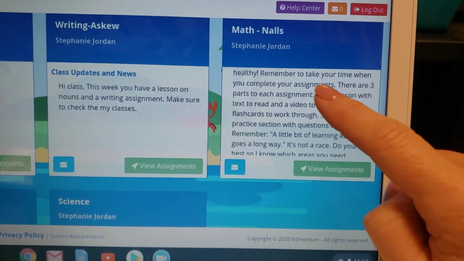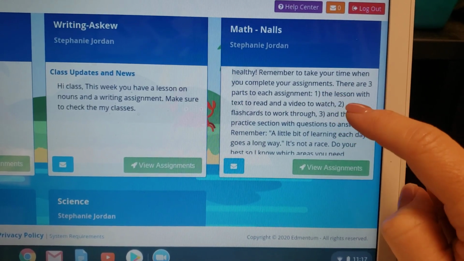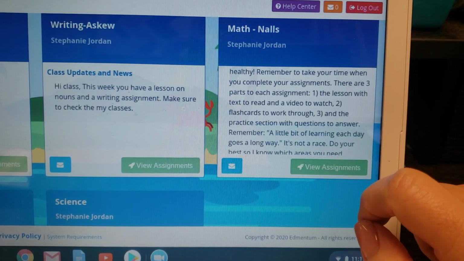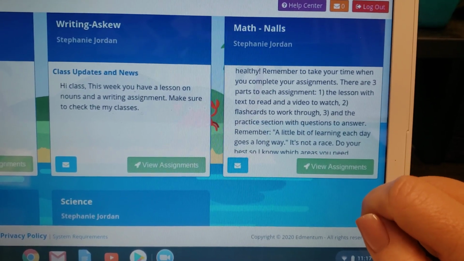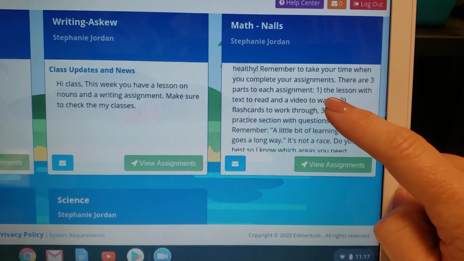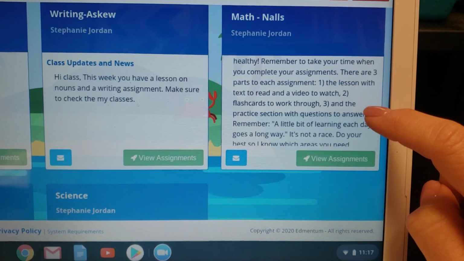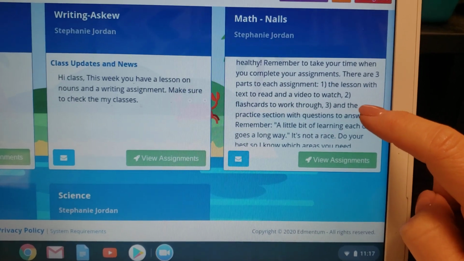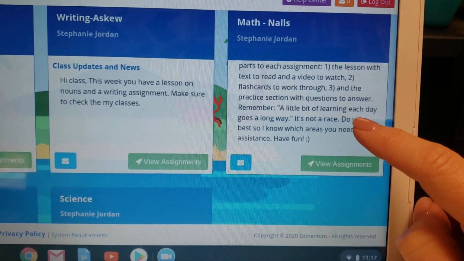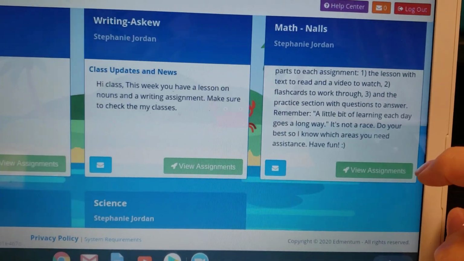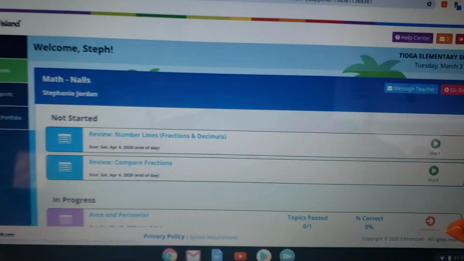Now, do you have to do all 3 sections in one day? No. You can do the lesson and the flashcards in one day, and then maybe the next day log in and do the questions. It's your personal preference. If you are the type of learner who does best by reading the lesson, watching the videos, going straight to the flashcards, and then immediately answering the questions in the practice section so you don't forget anything, then please do that. Remember, a little bit of learning each day goes a long way. It's not a race. We want you to do your best and let us know the areas where you need assistance. Okay, so now let me go back to view assignments.